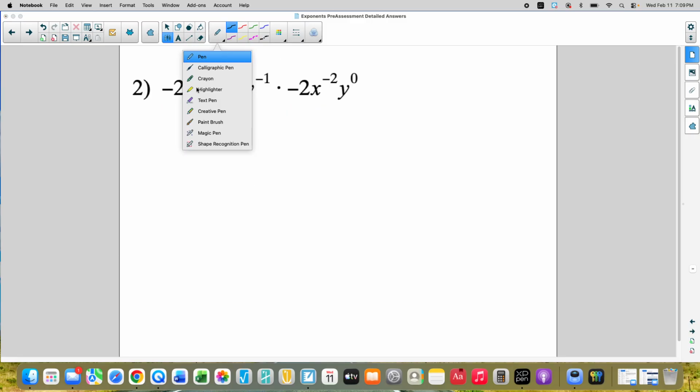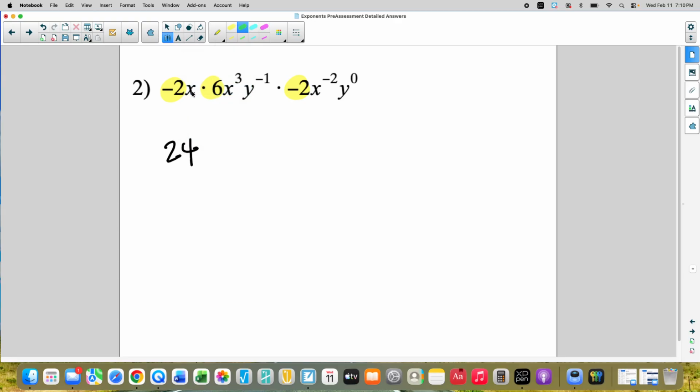Again, coefficients first. Negative 2 times 6 times negative 2. That's negative 4, or that's positive 4 times 6 is positive 24. Let's look at the x values. X to the 1, there's a 1 there. X to the first, x to the third, x to the negative 2. Since we're multiplying all these, we are going to add each of those exponents.